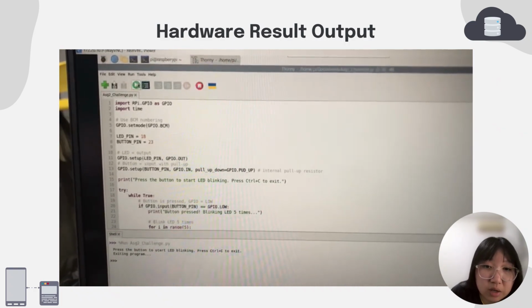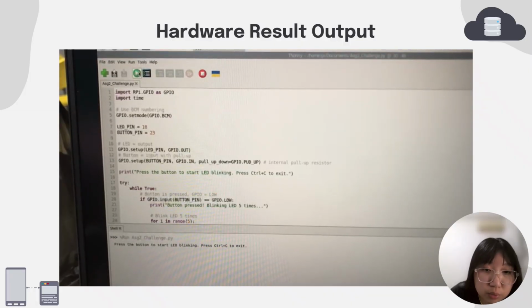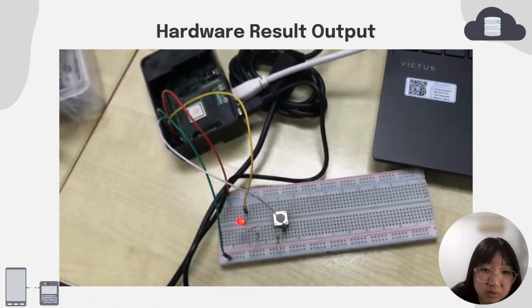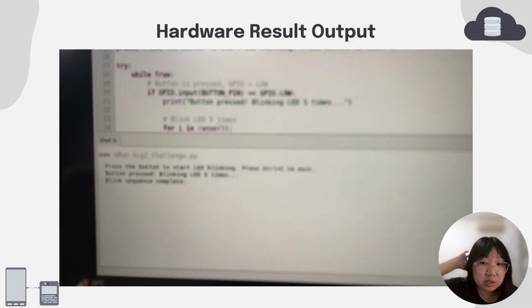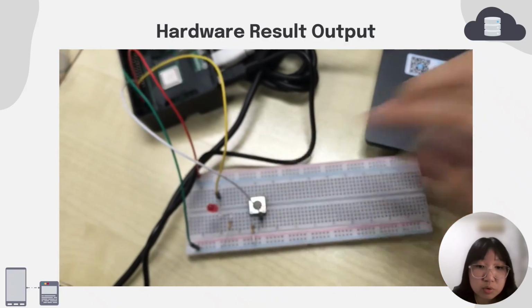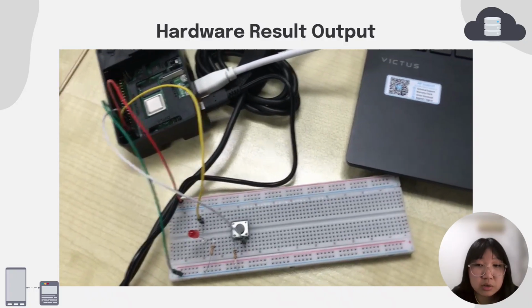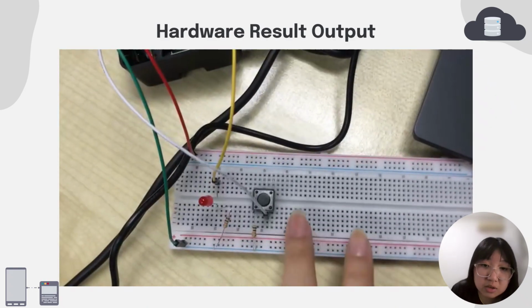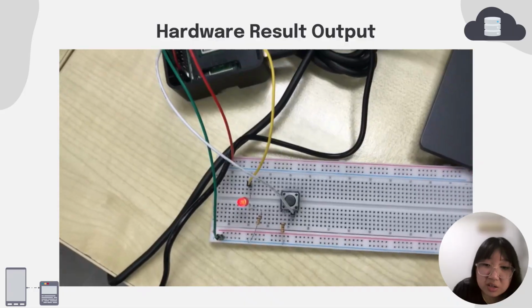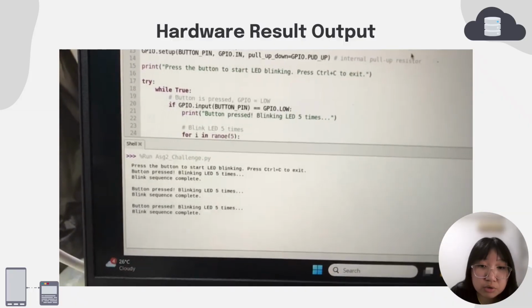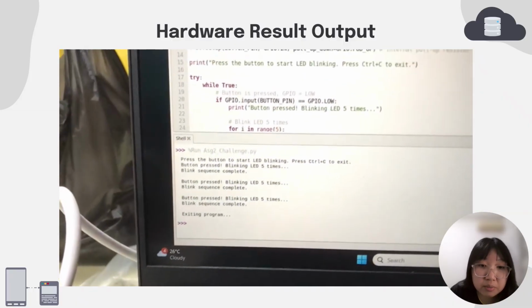So this is the hardware result output. When we start the program, we can press the button. It will blink 5 times, then it will stop, and the blinking message will occur. When we press again, it will blink 5 times and the message will also be printed. If we press the button again, it will blink 5 times and the message will be printed, until we press Ctrl C, and then it will exit the program.